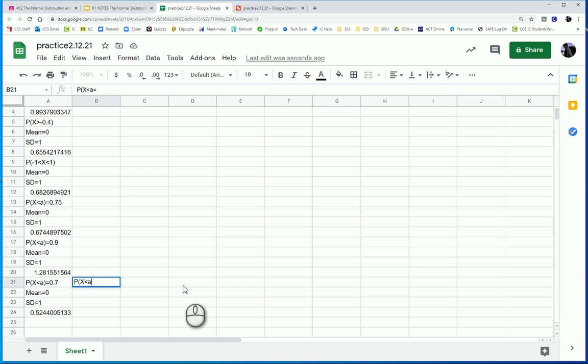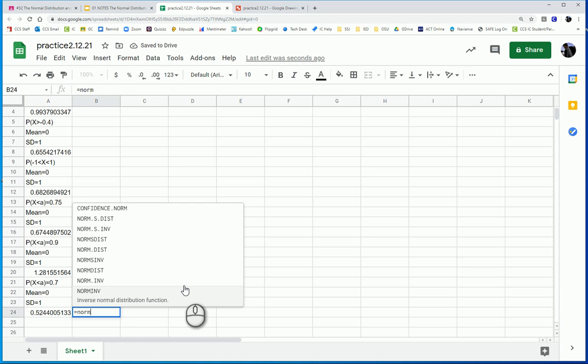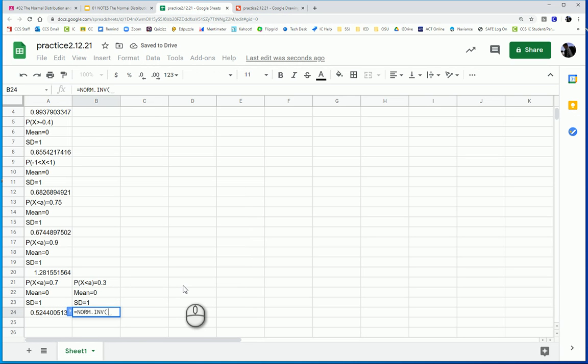So equals 0.3. The mean equals 0. Standard deviation equals 1. So we want equals NORM.INV 0.3, comma 0, comma 1.